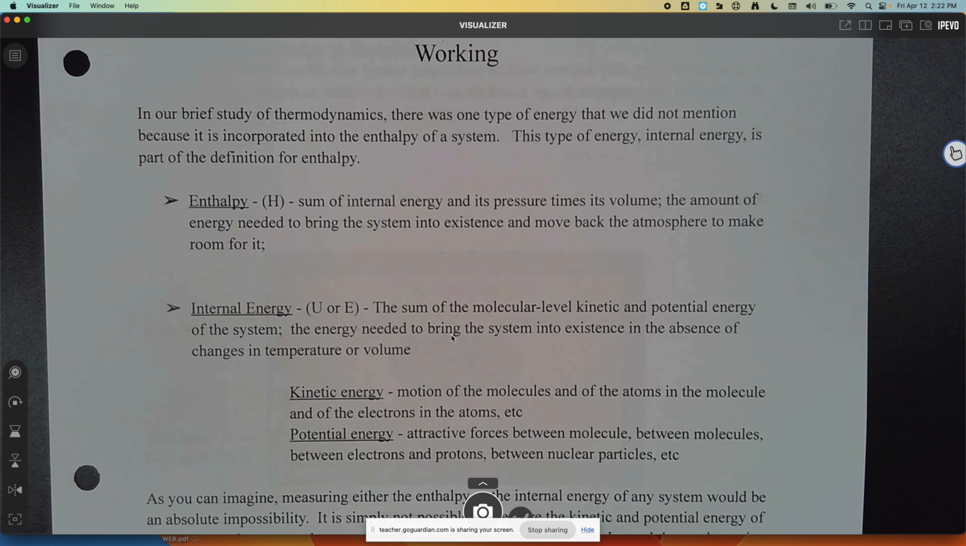Essentially, enthalpy is the amount of energy needed to bring something into existence plus make room for it in the atmosphere. If something comes into existence, the atmosphere has to get pushed back to make room for whatever it is that just came into existence.